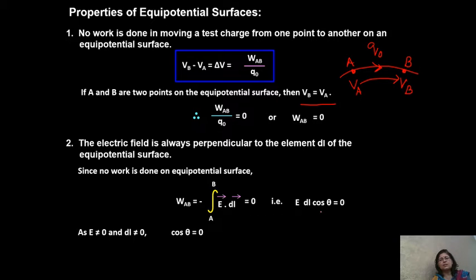And E dl cos theta is also 0. If E is not equal to 0, it means there is electric field. dl is not equal to 0, it means you are moving the charge. Then cos theta will be 0, and cos theta is 0 means theta equals 90 degrees. So we can say the electric field and the element dl are perpendicular to each other. It means if you are taking dl on the equipotential surface, then electric field and dl are perpendicular to each other.